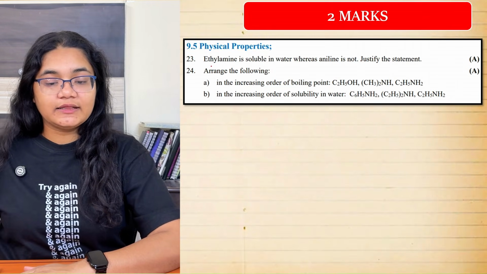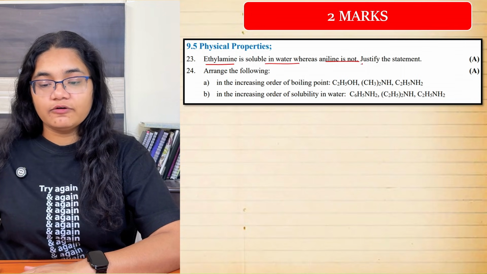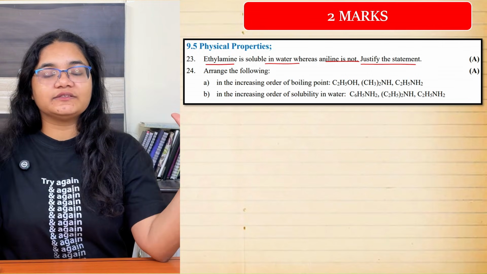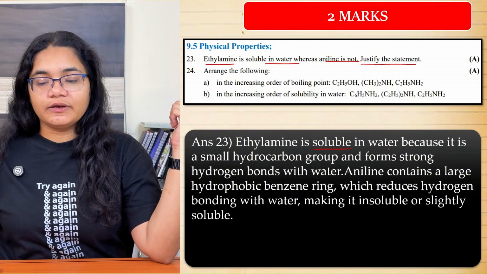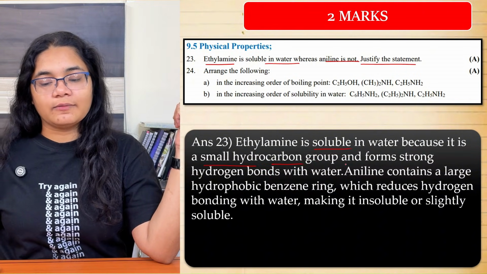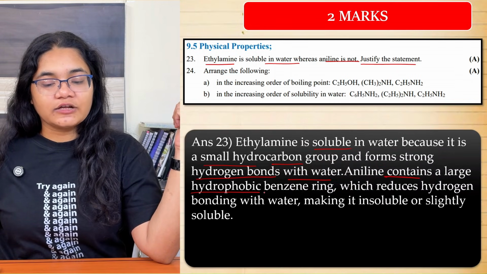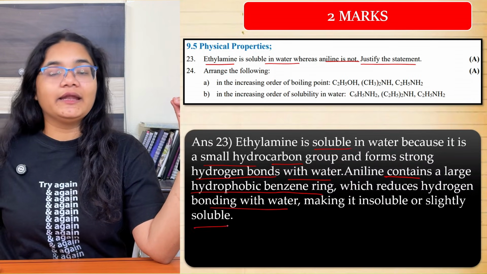Ethylamine is soluble in water, whereas aniline is not. Justify the statement. The solubility depends on the R group. If the R group is big, the solubility will be less. Ethylamine is soluble in water because it has a small hydrocarbon group and forms strong hydrogen bonds with water. Aniline contains a large hydrophobic benzene ring, which reduces the hydrogen bonding with water, making it insoluble.